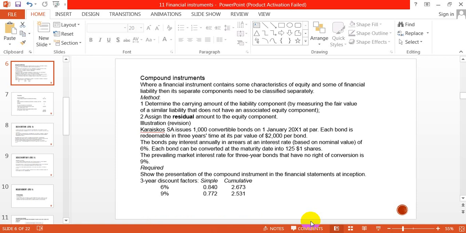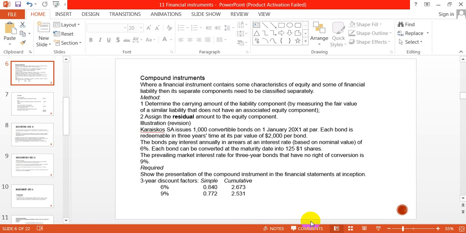You have this company which has issued 1,000 convertible bonds on 1st January X1 at par. Each bond is redeemable in 3 years' time at its par value of 2,000 per bond. The bond pays interest annually in arrears at an interest rate based on nominal value of 6%. Each bond can be converted at the maturity date into 125 $1 shares.